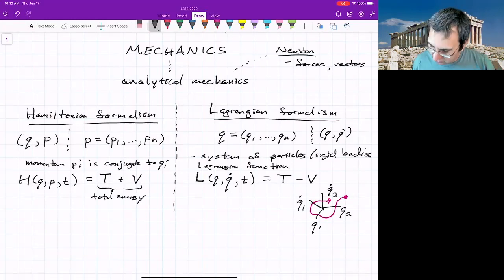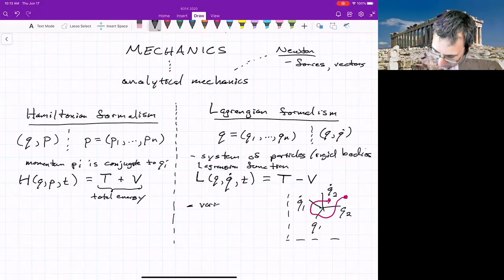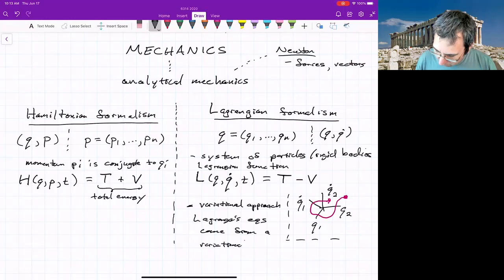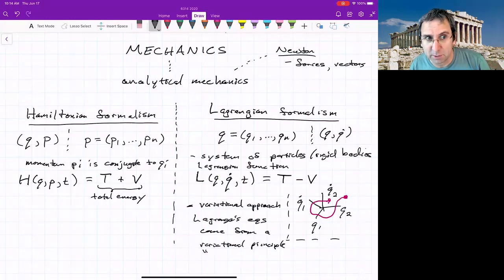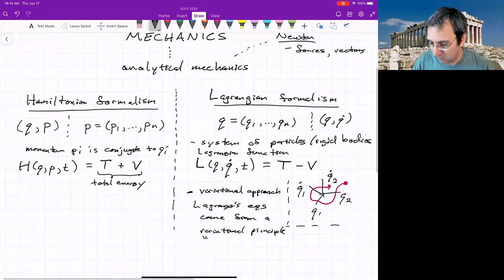There's some other things. The Lagrangian formalism is sort of built out of a variational approach. What does that mean? It means that Lagrange's equations come from a variational principle. It's often called the principle of least action, but it's more like the principle of extremum action.